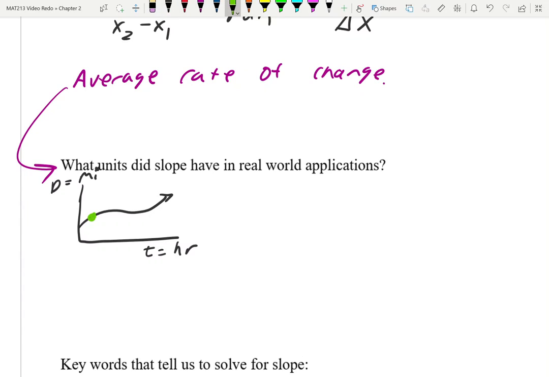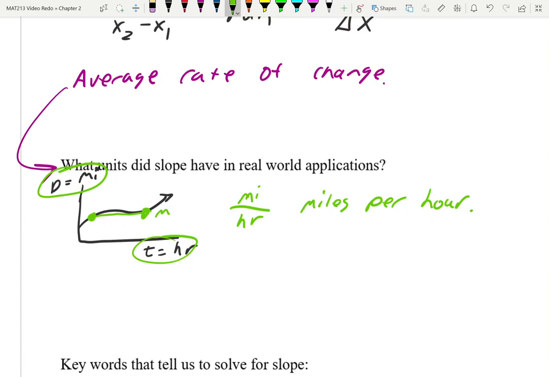So what would the units of slope have been? Well, if you had two ordered pairs and we were to find the slope between those two ordered pairs, we do y2 minus y1 over x2 minus x1. And the units, though, would have been the change in y. Our y-axis was measured in miles, so it'd be change in miles, over our change in our time, which would be hours. So therefore, we would read this as miles per hour.